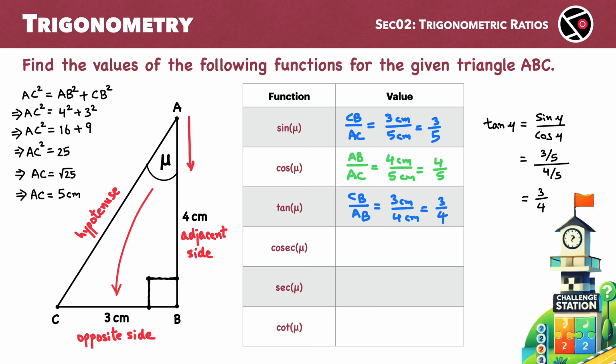Next we have cosec mu. Cosecant is the reciprocal of sine. So cosec mu is 1 by sine mu, which is 5 by 3. Sec mu. Secant is the reciprocal of cosine. So sec mu is 1 by cos mu, which gives us 5 by 4. Finally, we have cot mu. Cotangent is the reciprocal of tangent. So cot mu is 1 by tan mu, which is 4 by 3.